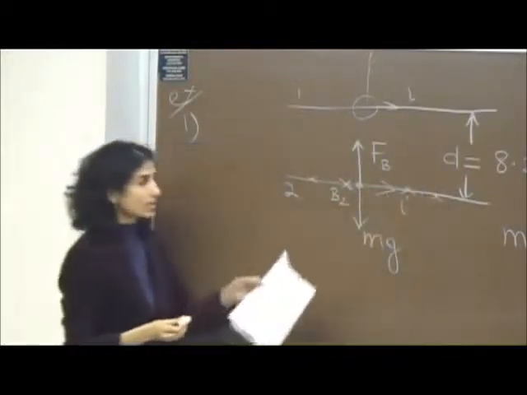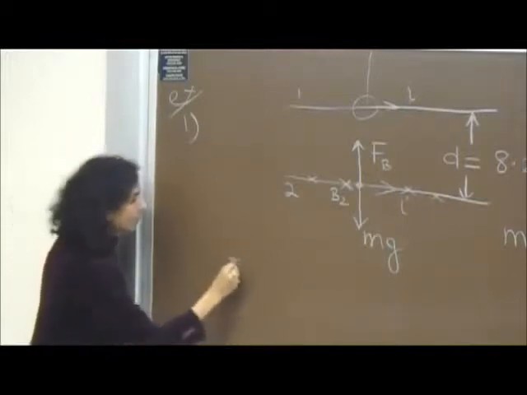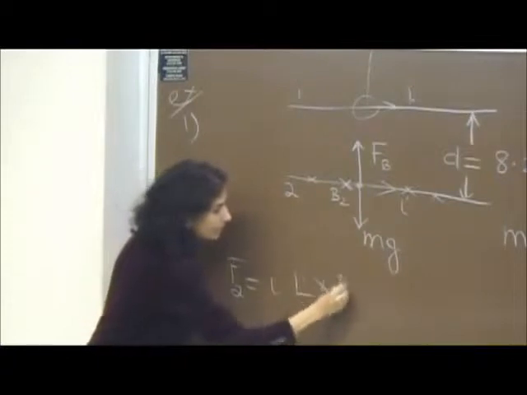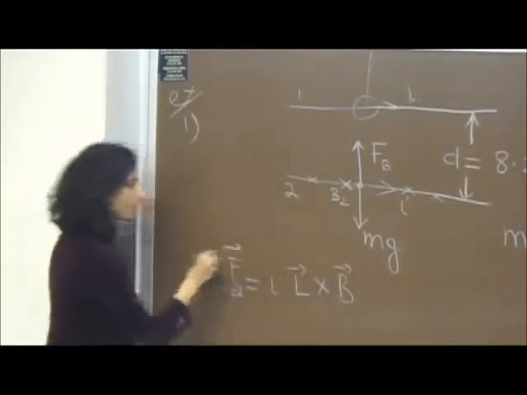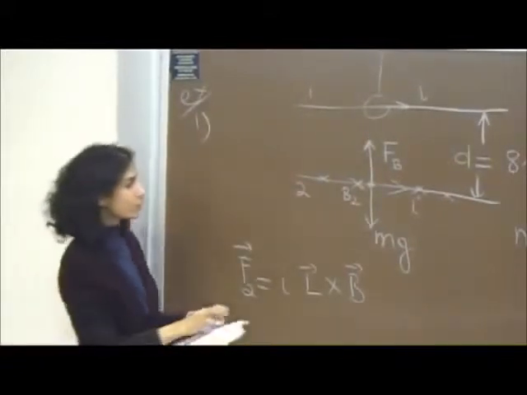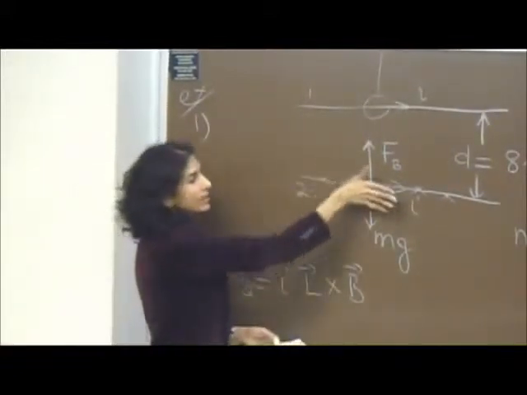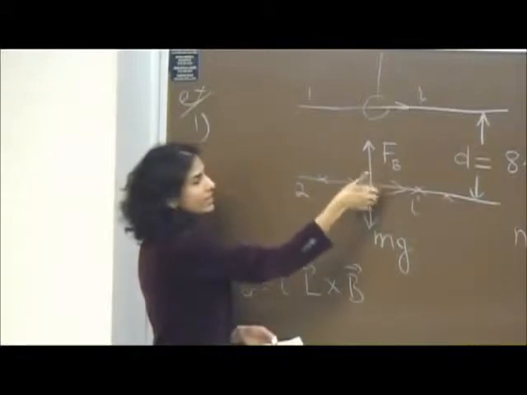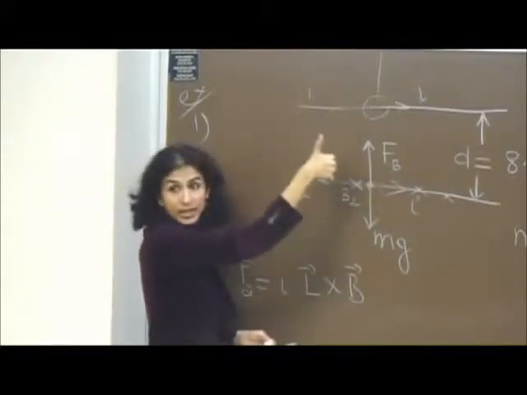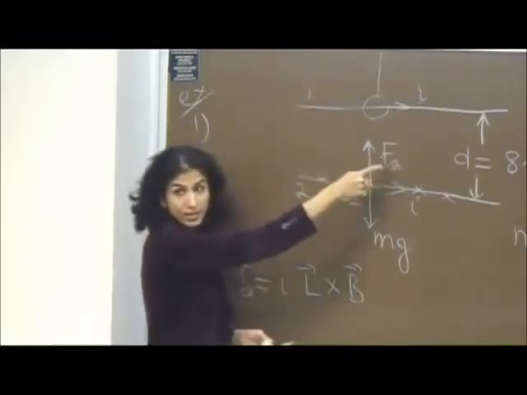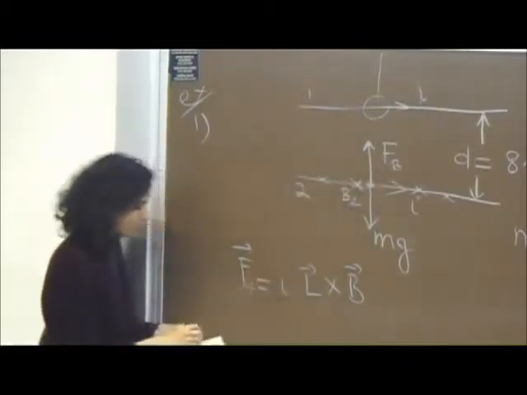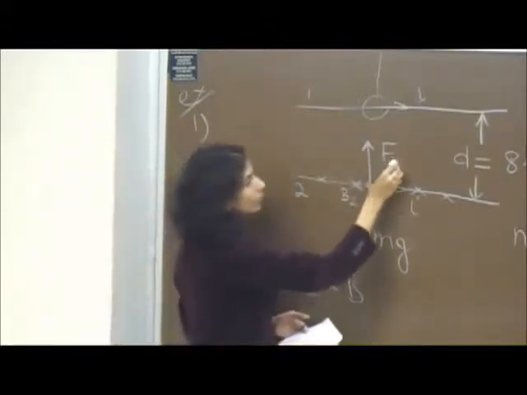And if B2 is across, then remember the force on wire 2, F2, would be I L cross B. Let's do L cross B and see which way it points. L is in the direction of current. B is the cross produced by this wire. Do you see my thumb is pointing up? And that is this force, F2B. This is really the force that we are talking about.